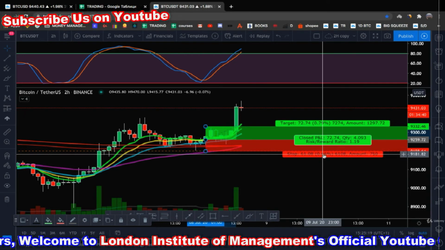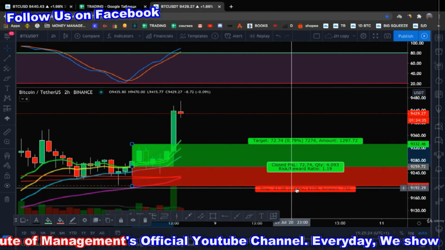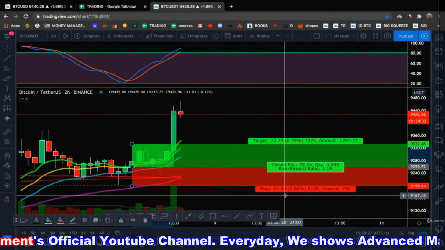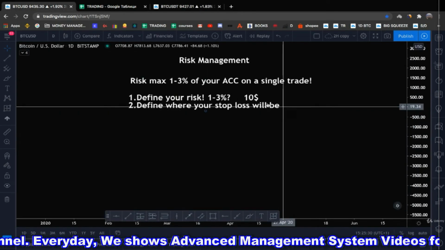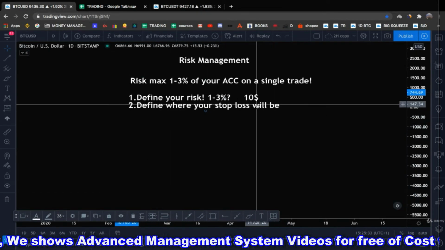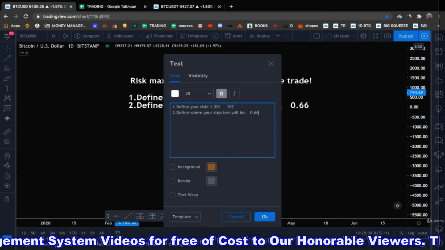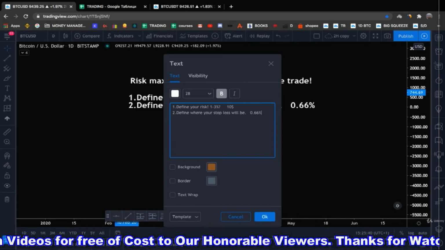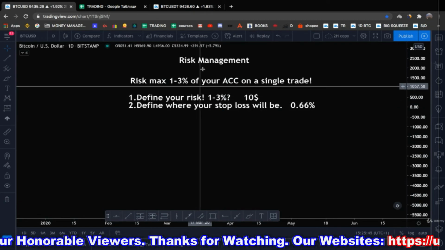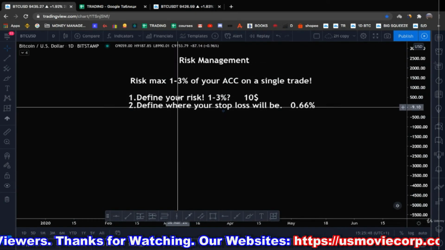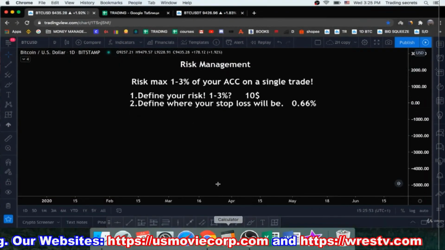So this is why you want to know where your stop loss is, to see this percentage, right? How far your stop loss is from your entry. This is the second thing that you're going to need for the risk management formula. 0.66. So in our case, our stop loss is 0.66%. Now these are the two elements that you need for your risk management, and this is what you need to calculate how much your position size is going to be.